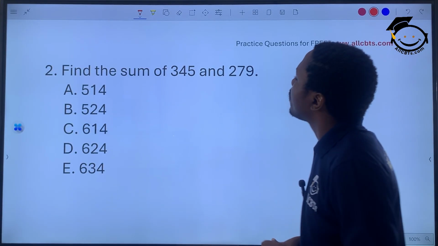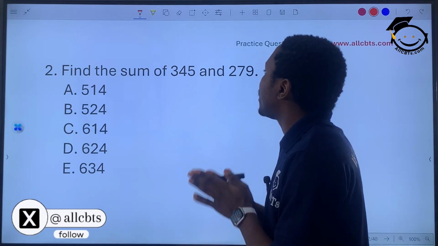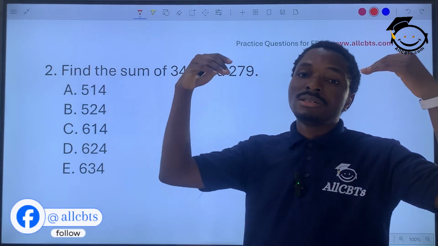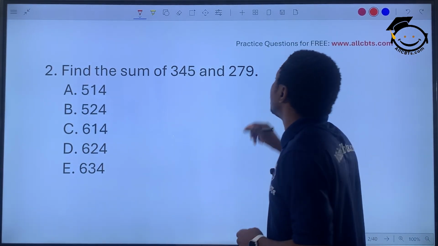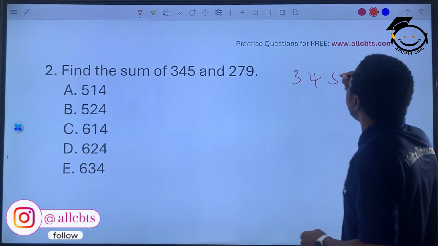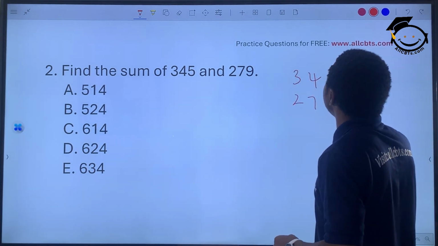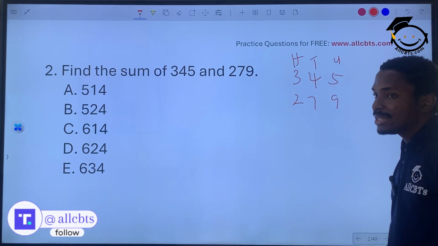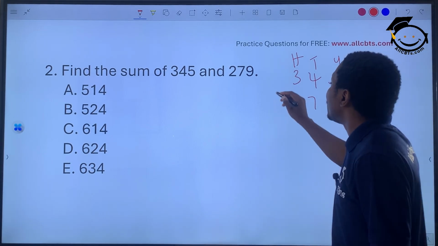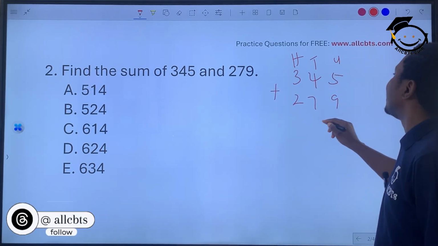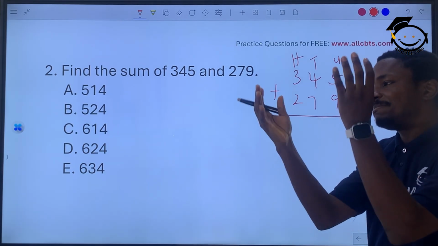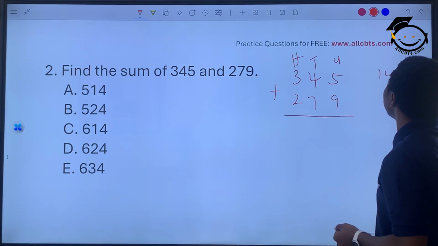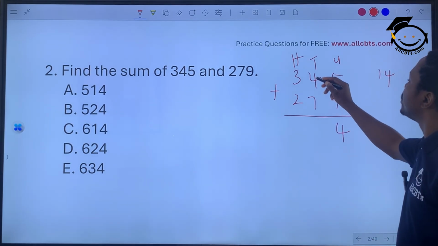Question 2. Find the sum of 345 and 279. You were taught this in 3-level additions, right? So you have 345 and you have 279. This is your units, your tens, and your hundreds. You've been taught that when you are adding, you start from behind. So let's go. 5 plus 9, you have 14. So you put 4 here, and then you bring the 1 here.